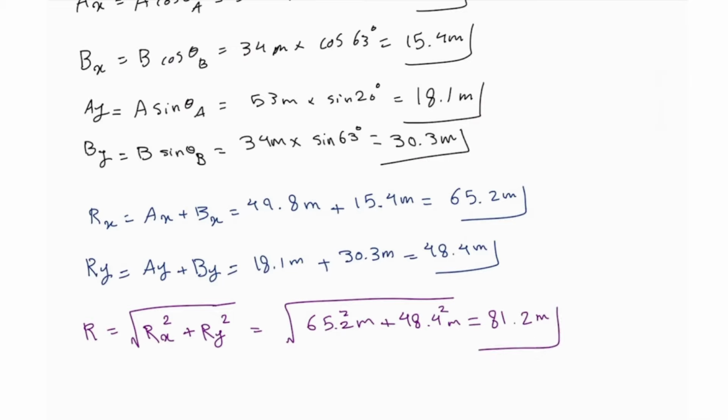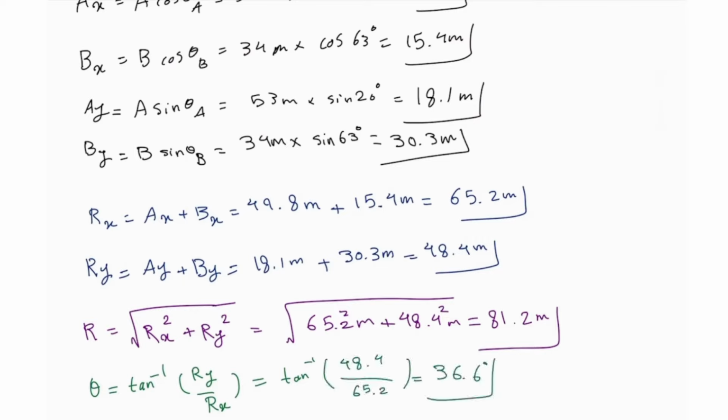Note that, so far, we have only found the magnitude of the vector R. To find the direction, we have to find the angle it makes with the x-axis. Okay, so now we have both the magnitude and the direction of the resultant vector.